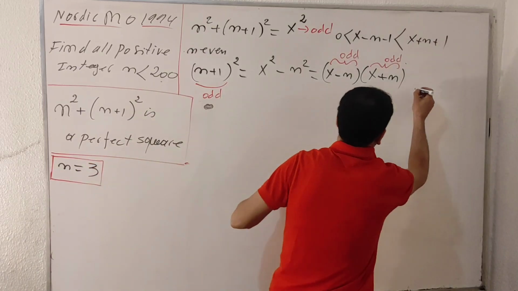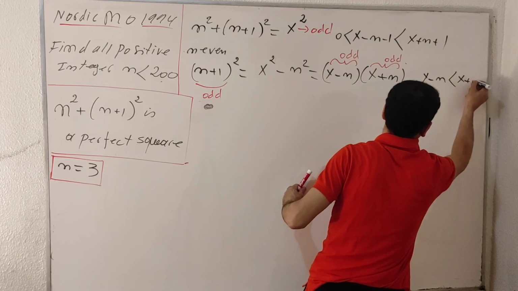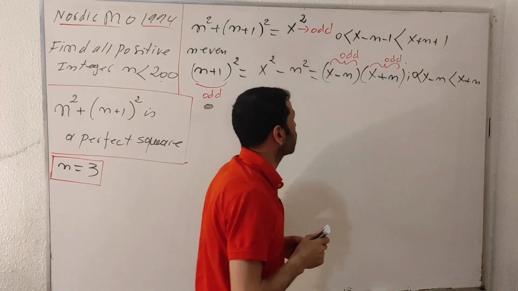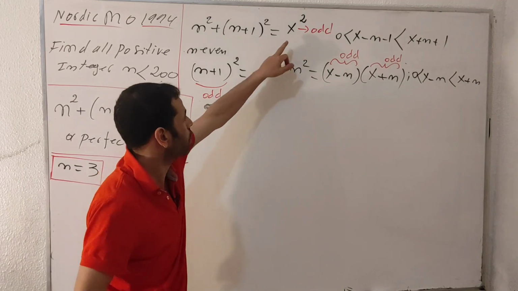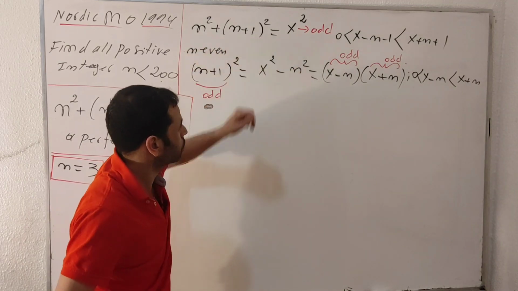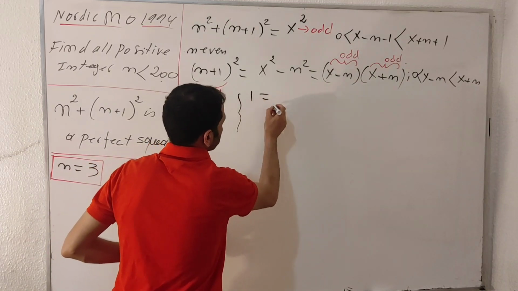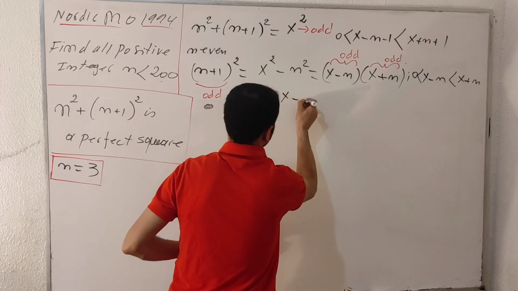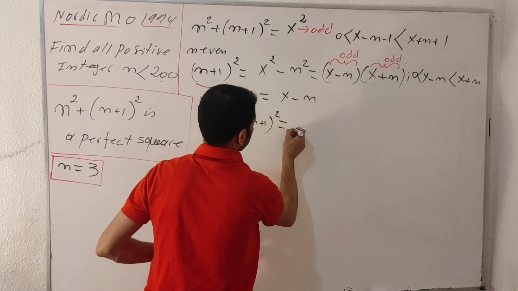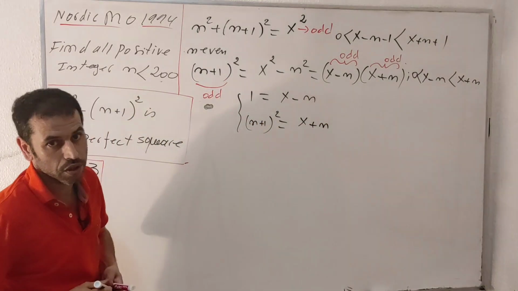We know x minus n is strictly inferior to x plus n. This one is also positive because x is bigger than n, as x squared is equal to the whole thing. Okay, this one is simply, I will have number 1 taking x minus n, and n plus 1 quadratic square is going to take x plus n. Okay, now the problem is almost solved.